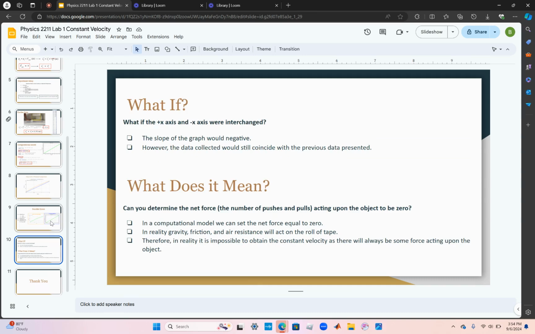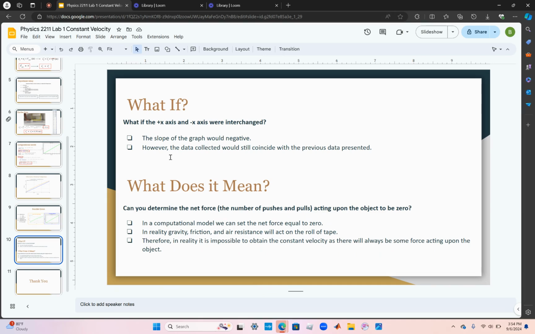So now some what ifs. What if the plus x-axis and the negative x-axis were interchanged? Well, nothing would change in the numbers or the data collected. In fact, the only thing that would change is the slope of the graph would be negative. As I said, the data collected would still coincide with the previous data presented.